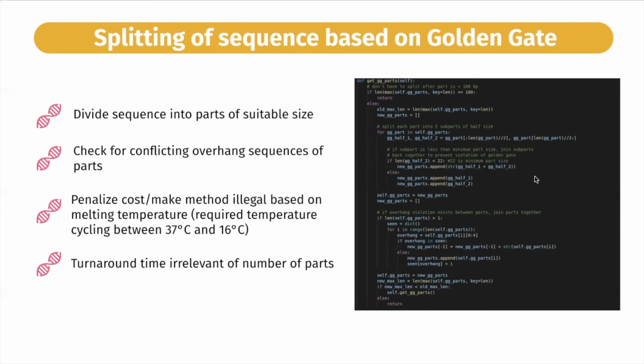Since Golden Gate is a one-pot assembly method, turnaround time is about the same unless new parts have to be synthesized, and certain attributes such as the length of the parts contribute to an increase in that time.